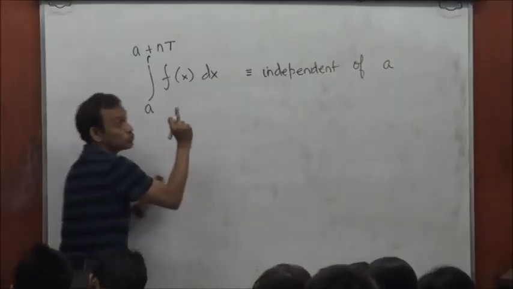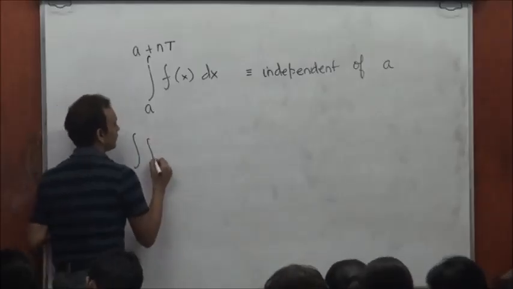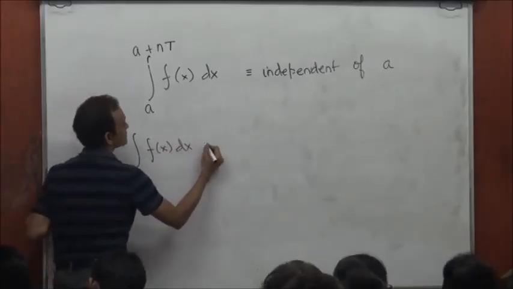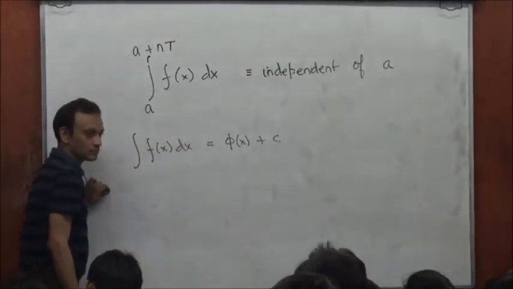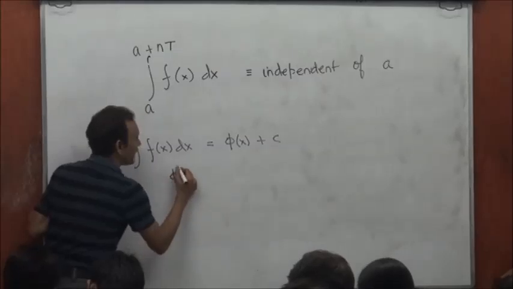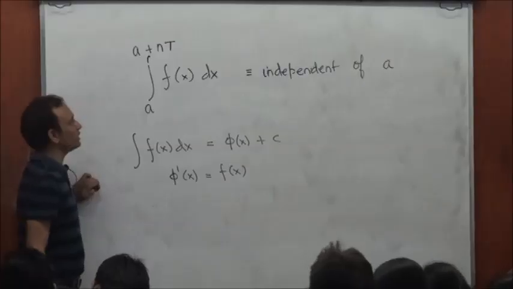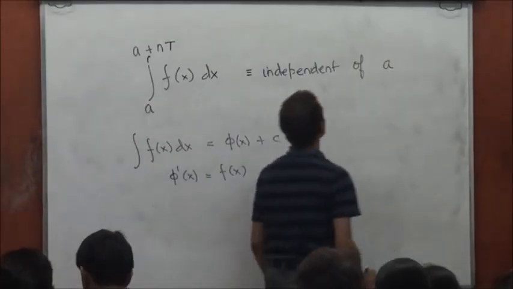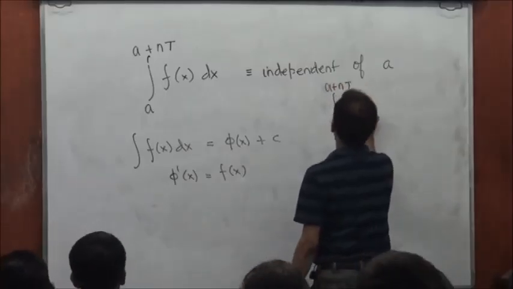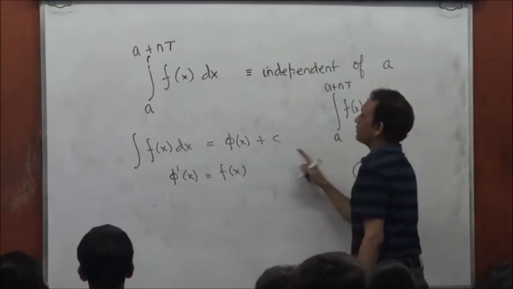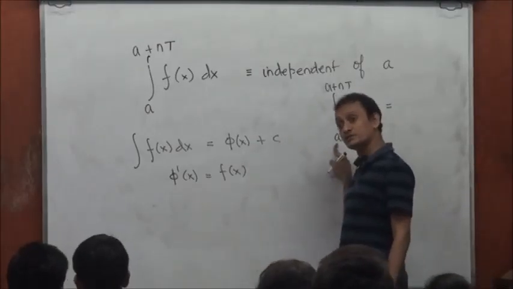Now, this is a very useful property. Say the integral of f(x) dx is some phi(x) plus c, which means phi dash x must be f(x). That's what it means. Clear? Now, the integral from a to a plus nt of f(x) dx is going to be phi of (a plus nt) minus phi of a. Leibniz theorem.